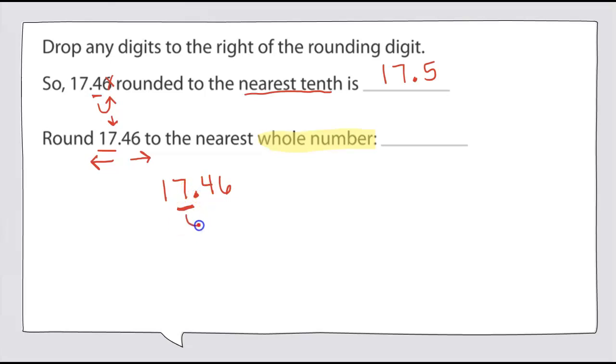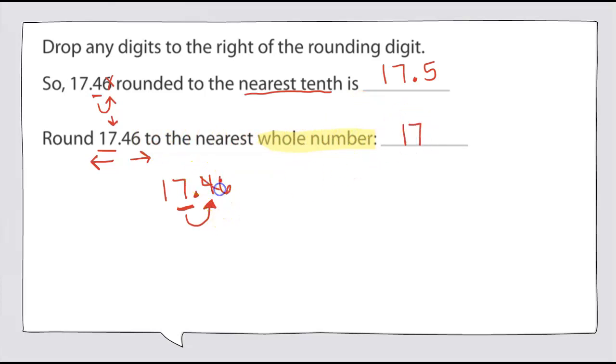And then we're going to go to the right, and that 4 is going to tell us what to do. It's bossy. So if it's 4 and below, leave it alone. 5 and above, give it a shove. So 17, that 4 tells me that it's 4 and below, so that 7 has to stay the same. So when we round 17 and 46 hundredths to the nearest whole number, my answer is 17.